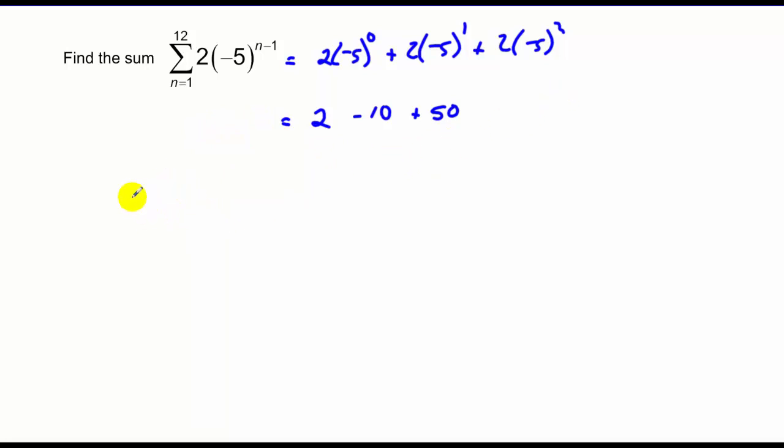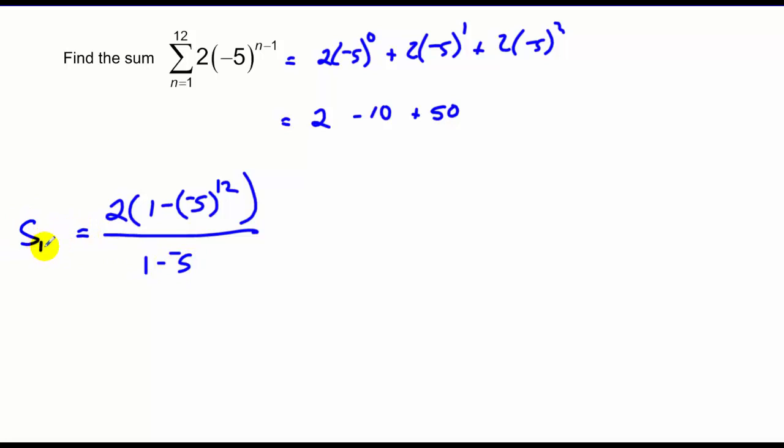So in that geometric formula, I have first term, which is 2, times 1 minus the ratio, which I know is negative 5, raised to the number of terms, 12, over 1 minus that ratio. And we're going to get the sum of the first 12 terms. The answer to this is actually rather large. Negative 81,380,208.